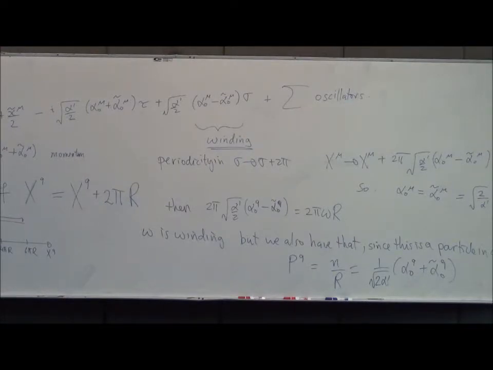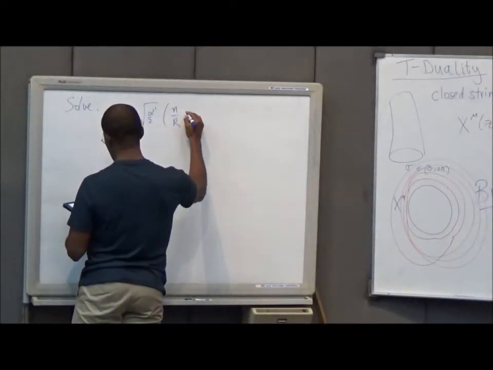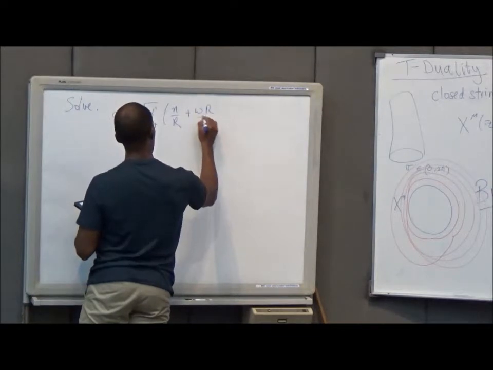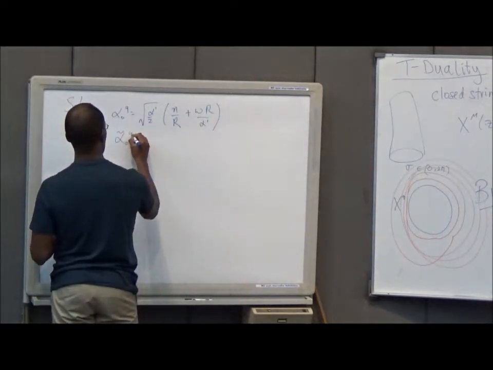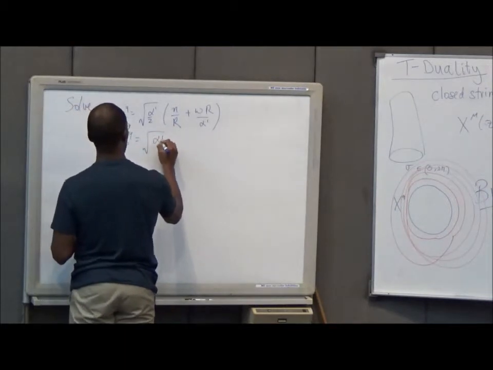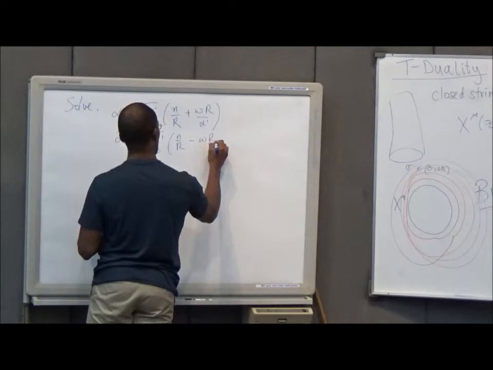So solve, and we get alpha 0, 9 is equal to the square root of alpha prime over 2 times n over r plus omega over r alpha prime, and alpha tilde 0, 9 is the square root of alpha prime over 2 times n over r minus omega.